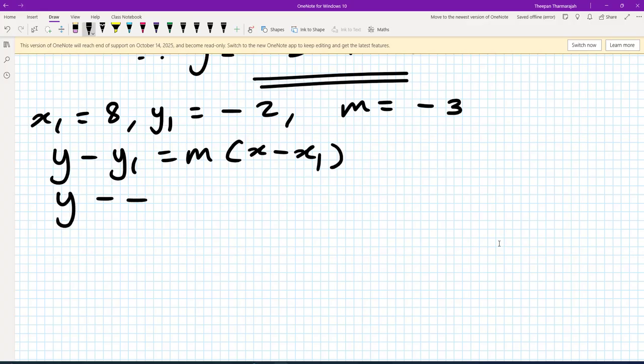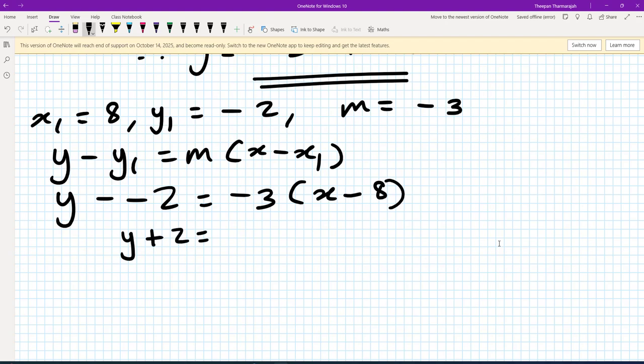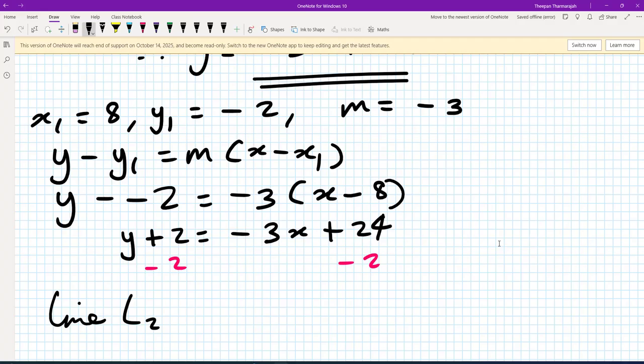So we get y minus minus 2 is minus 3 times x minus 8. So y plus 2 is minus 3x plus 24. And again, you're going to minus 2 on both sides of the equation here. So therefore, line L2 has equation y equals minus 3x plus 22.